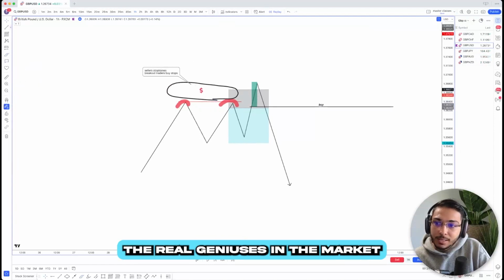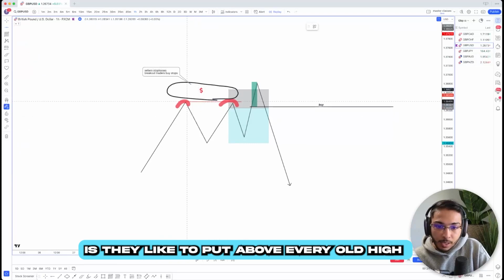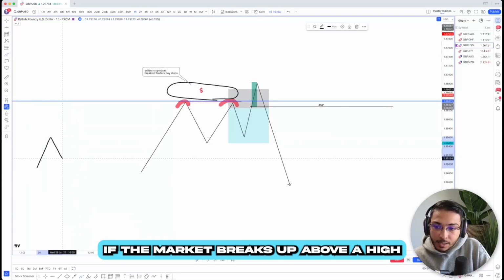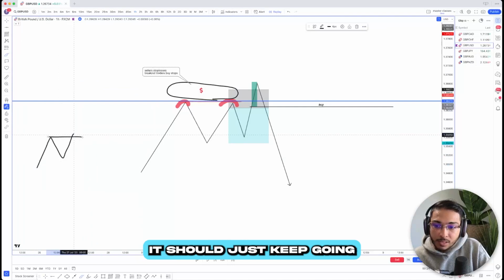The real geniuses in the market like to put orders above every old high and below every low. They're taught that, hey, if the market breaks up above a high, it should just keep going.